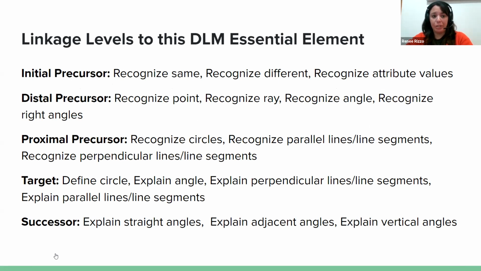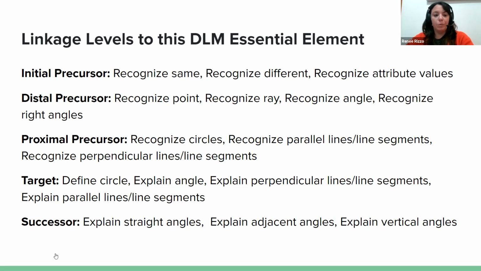So our initial precursor, which would be where our students at the very entry level would access this skill, would be to recognize same, recognize different, and recognize attributes. The distal precursor, which is the next level, inching closer to the target, would be to recognize point, recognize ray, recognize angle, and recognize right angles. Our proximal precursor, which is getting even closer to the target, would be to recognize circles, recognize parallel lines and line segments, and recognize perpendicular lines and line segments.